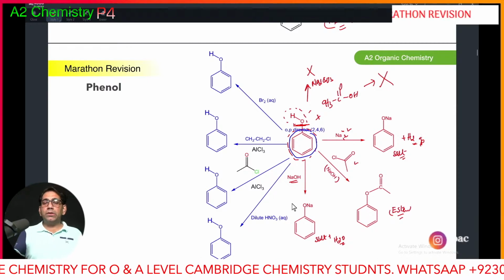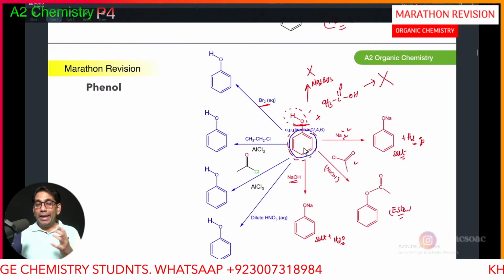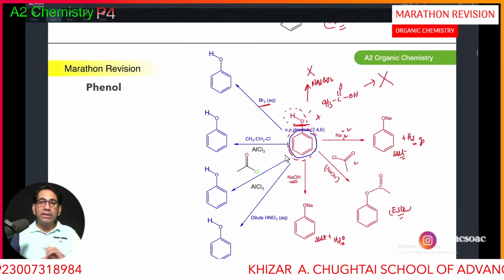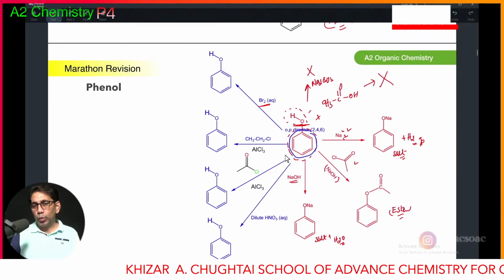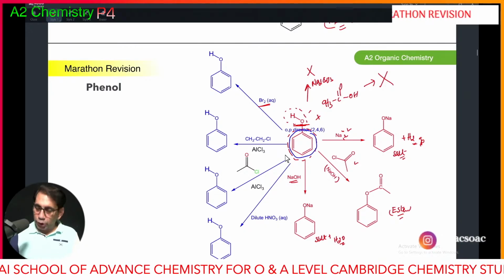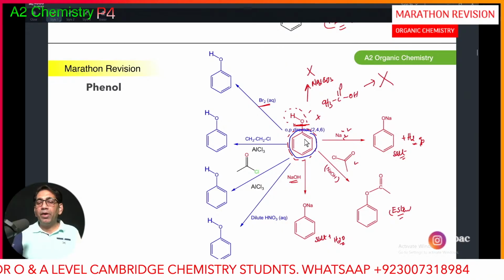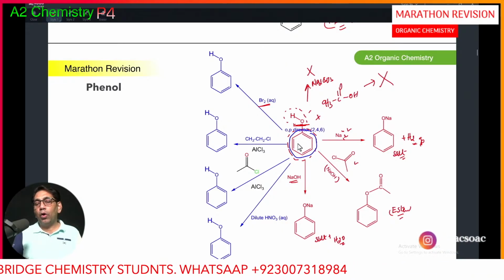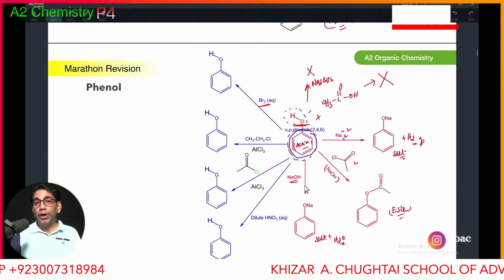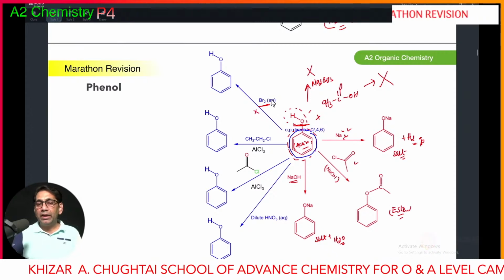Now come towards adding Br2 to phenol. Here there is no need of any catalyst. Benzene does not react with Br2. Aqueous bromine is not capable of reacting with benzene. It's true, but it's not benzene, it's phenol. Benzene having an OH group is now activated. It is a more active molecule now. The OH group has activated this benzene. Now there is no need of a catalyst.